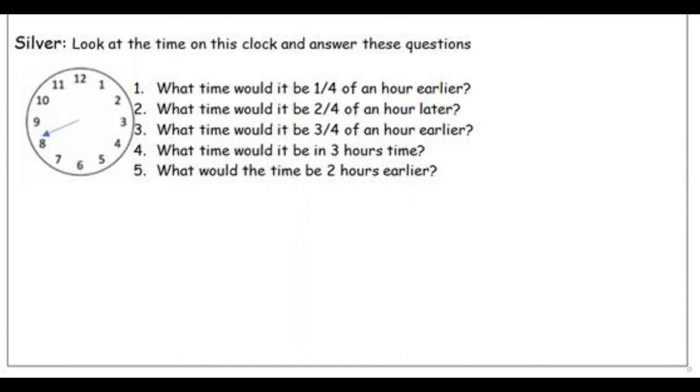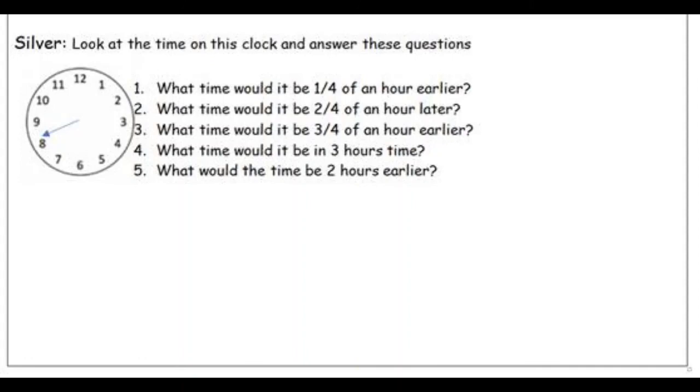This is our silver, so look at the time on this clock and answer these questions. I would practically make this time using your clock at home, and then use that hour hand arrow and you can move it yourself then. So number 1, what time would it be a quarter of an hour earlier? So move your hour hand a quarter of the way earlier, and then you can write down the answer.